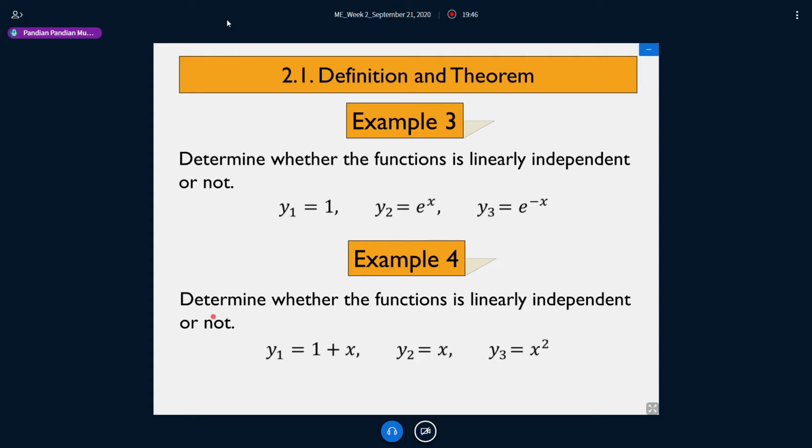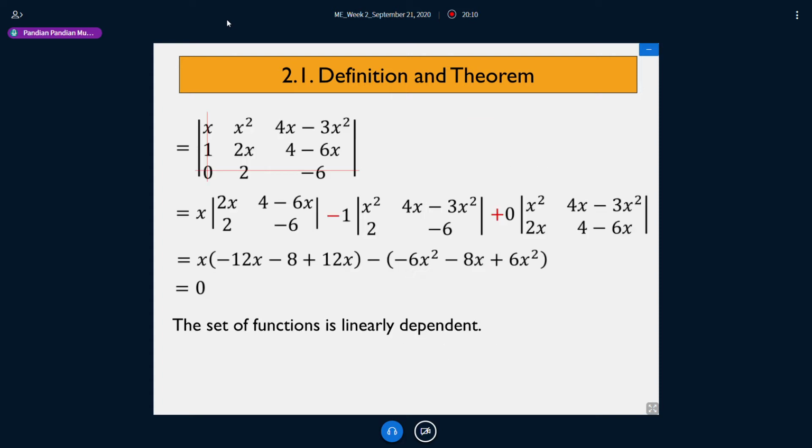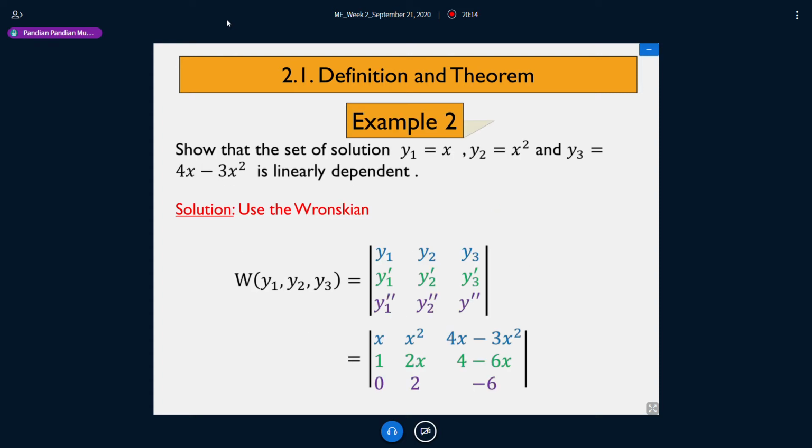Now, example 4 also asks you to determine. This is not solving, class. This is just to determine whether linearly independent or not. So you just have to refer to the theorem and then you solve. So these are the exercises for you. Just follow example 2 on slide number 15. Example 2 is sufficient because this is a 3 by 3 matrix.